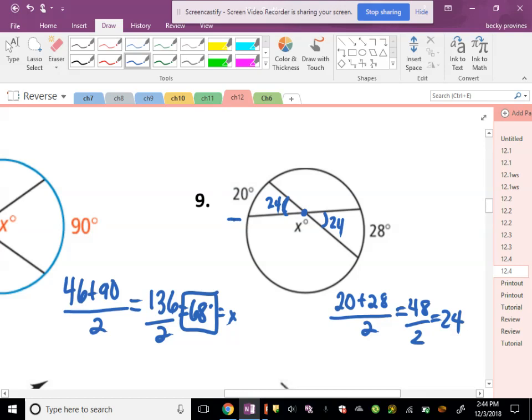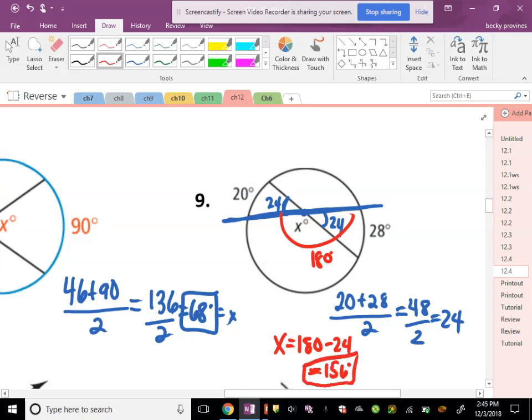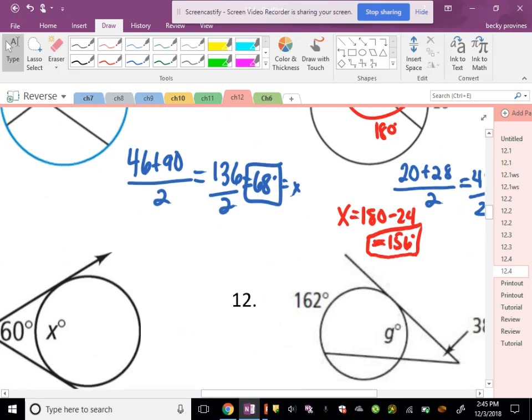Now, here's what you need to notice. This is a straight line. We know straight lines have 180 degrees. So it doesn't matter if you go across the top or the bottom, these two angles together equal 180, or these two angles together equal 180. Correct? So if both of those together are 180, I could subtract 24 from 180 and be left with x. So x is 180 minus 24, which I believe is 156, if I did my mental math correctly.